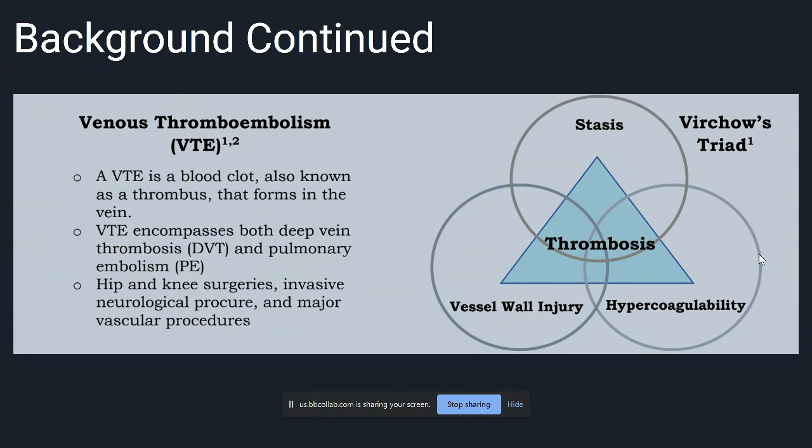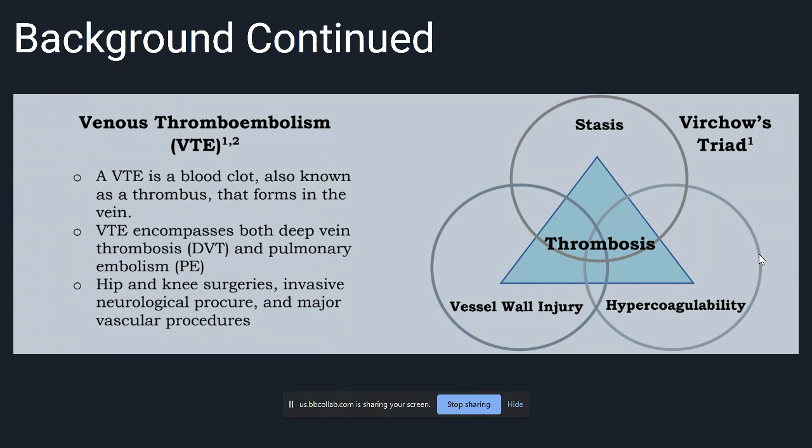Now that we've gone over some of the basics, we're going to go over venous thromboembolisms and what they are. A VTE is a blood clot, also known as a thrombus, that forms in the vein. VTEs encompass both deep vein thrombosis, or DVT, and pulmonary embolisms, or PEs. DVTs are blood clots that form in the lower extremities and the inferior vena cava. And those thrombuses, once they're in the veins, can travel through the bloodstream to other locations.